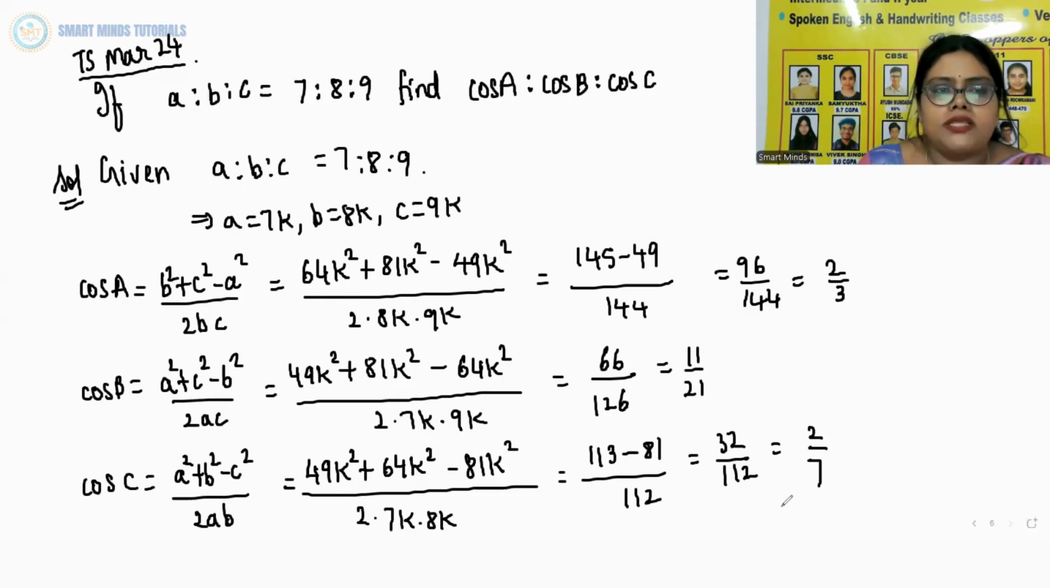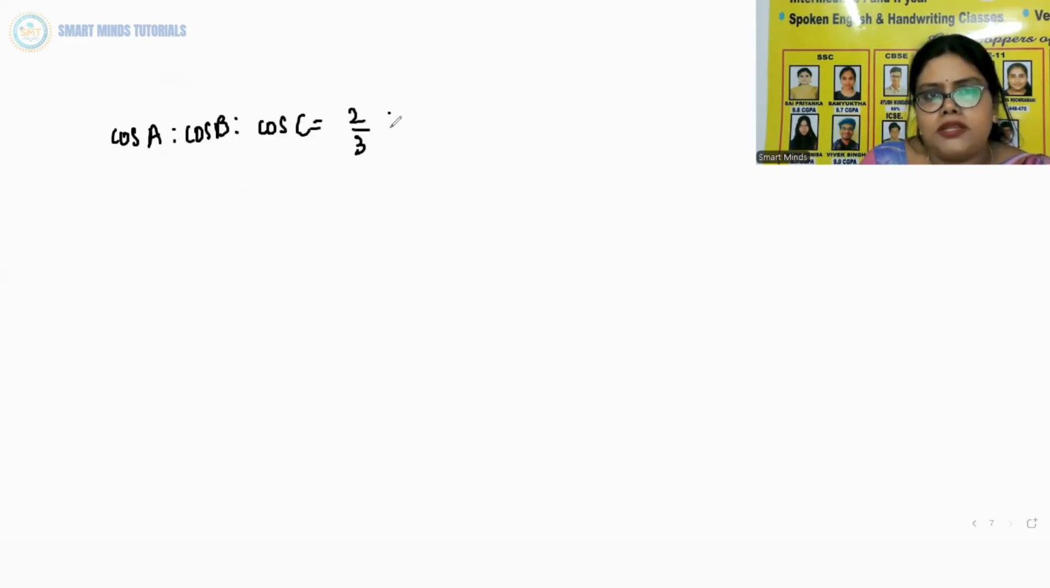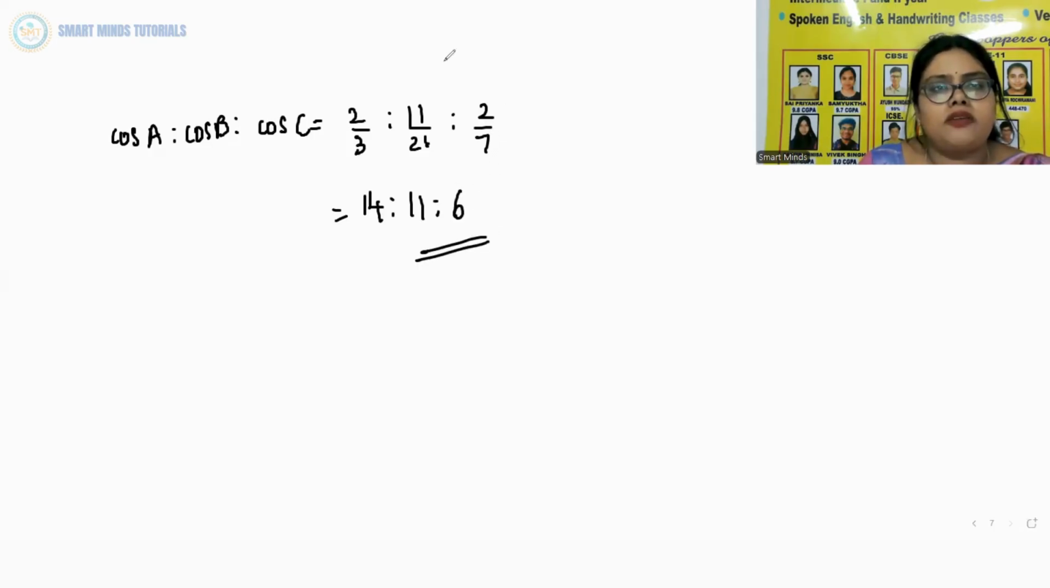So after getting cos A, cos B and cos C values, we will find the ratio. So what is cos A is to cos B is to cos C? Let us write the values. 2 by 3 is to 11 by 21 is to 2 by 7. So if you take the LCM of 3, 7 and 21, it is 21. So 3 sevens are 21, so 2 sevens are 14. Here 21 ones are 21, so 11 ones are 11. Then here 7 threes are 21, so 2 threes are 6. So this is the final ratio.